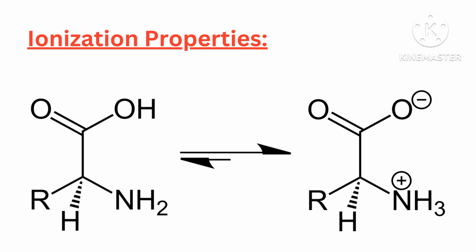Ionization properties. Amino acids exist as zwitterions at physiological pH 7.4. Zwitterion means a molecule that contains an equal number of positively and negatively charged functional groups. The amino group is protonated, NH3+. The carboxyl group is deprotonated, COO-. This dual charge contributes to the solubility and buffering capacity of amino acids. Isoelectric point is the pH at which an amino acid carries no net charge.